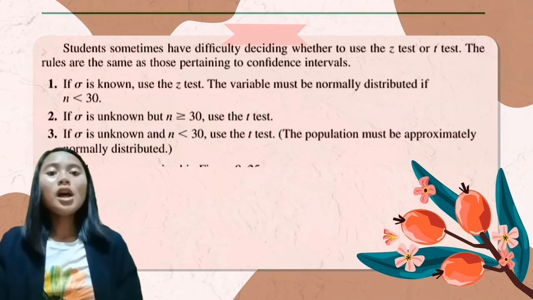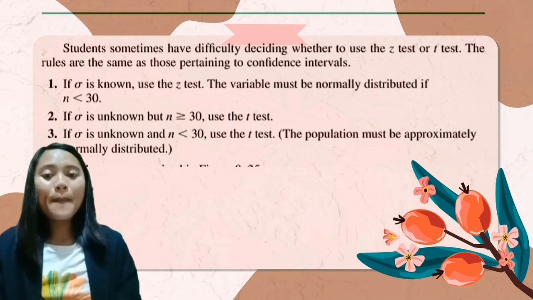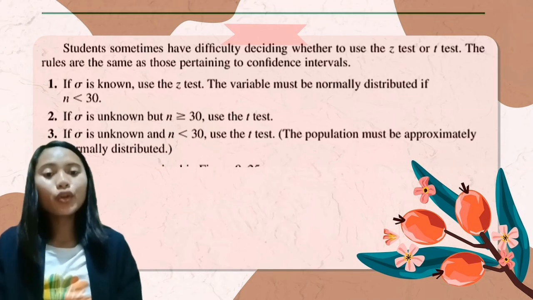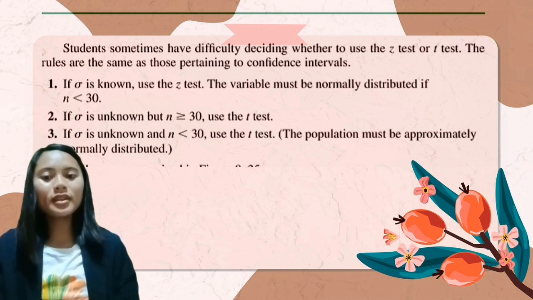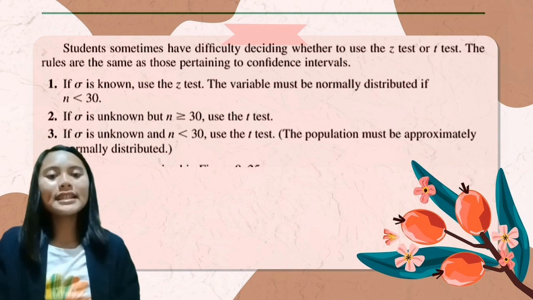Students sometimes have difficulty deciding whether to use the z-test or t-test. The rules are the same as those pertaining to confidence intervals. Number 1, if the population standard deviation is known, use the z-test. The variable must be normally distributed if n is less than 30.